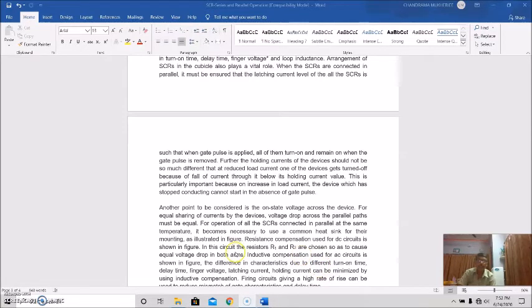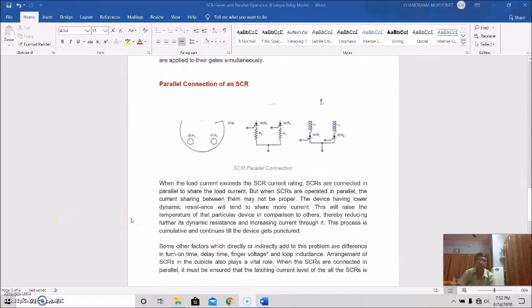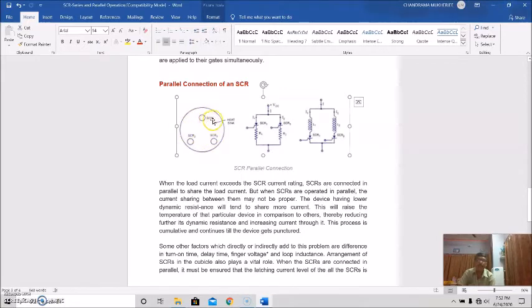For parallel operation, SCRs are connected on a common heatsink, and that is shown here. See, this is SCR 1, SCR 2, SCR 3. It's a heatsink, a common heatsink.